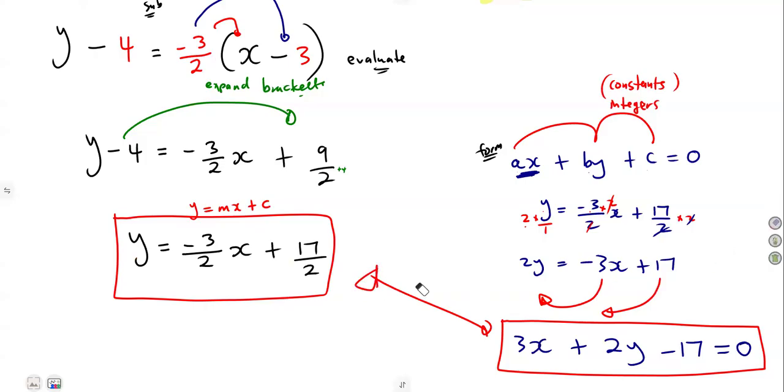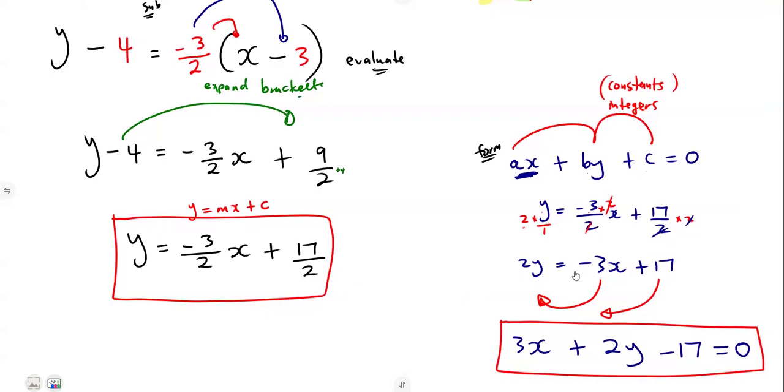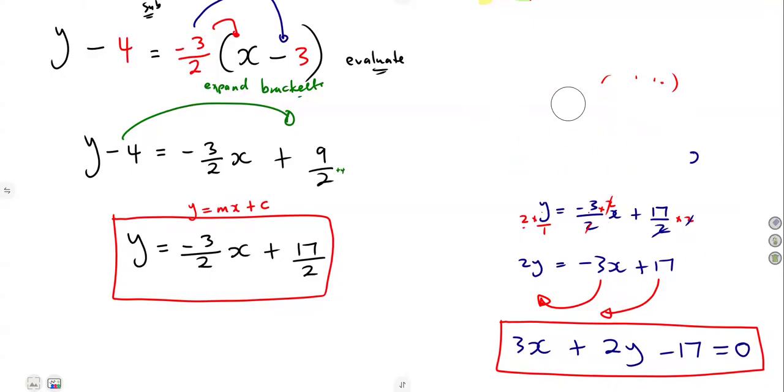So that is why I was saying on the final answer, you must pay attention to the instruction. If there is an instruction that leave your answer in this form, leave your answer in that form, all right? Unless it is just determine the equation, then you can have it in any way that you want. So that's it. All right, let us move on.